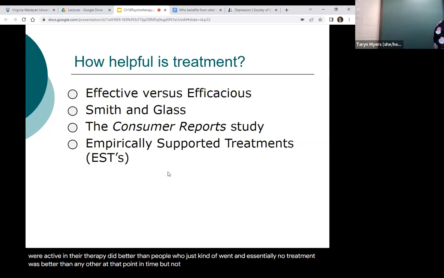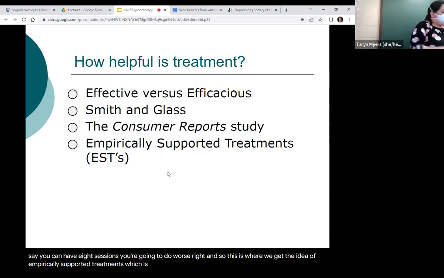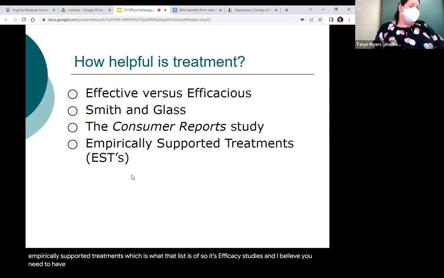But not surprisingly, people whose choice of therapist or duration of care was limited by their insurance did worse. So if you need a year of therapy and they say you can have 8 sessions, you're going to do worse, right? And so this is where we get the idea of empirically supported treatments, which is what that list is. So these are treatments that have been proven to work through efficacy studies. And I believe you need to have 5 efficacy studies before you're considered an empirically supported approach.